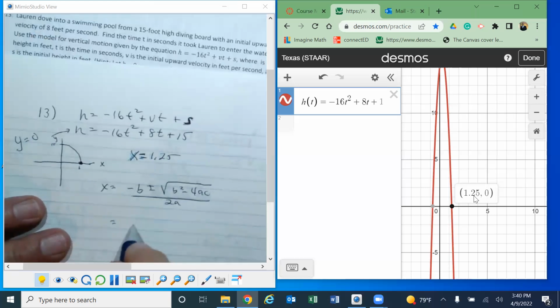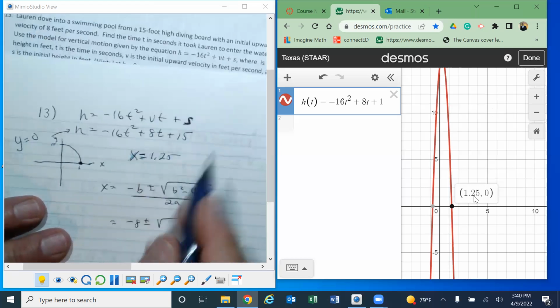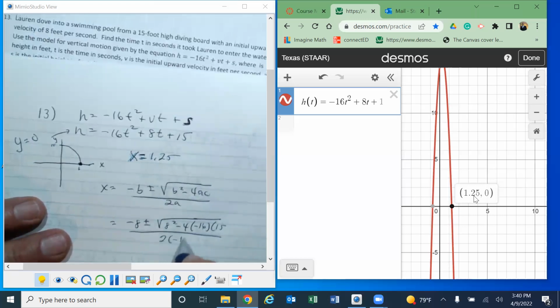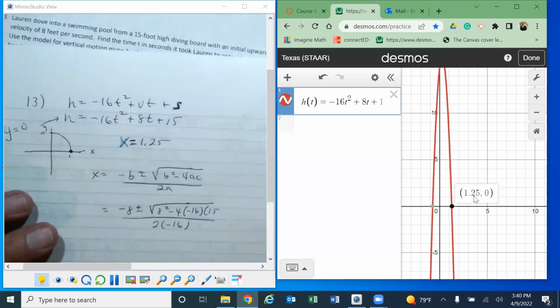My b is an 8, so it's a minus 8 plus or minus the square root of 8 squared minus 4. My a value is a negative 16. That's huge, isn't it? Negative 16, and my c value is a positive 15. All over 2 times negative 16. Then you would actually use a calculator and calculate this to find the answer. If you put this all in a calculator, just like we were practicing, you're going to get 2 answers. One will be a negative answer, and one will be a positive answer.